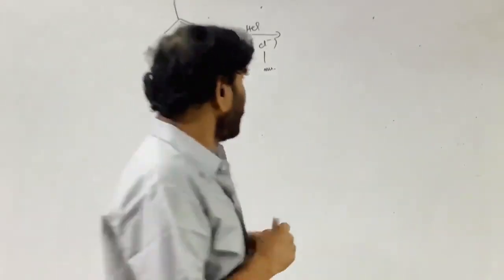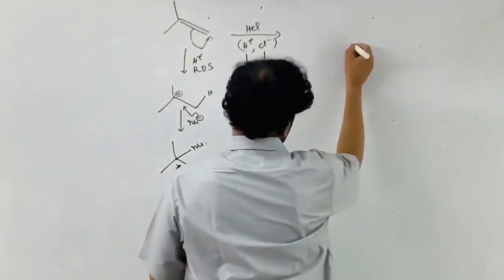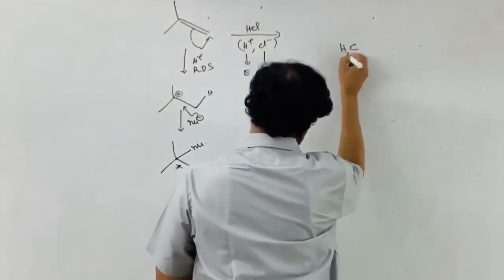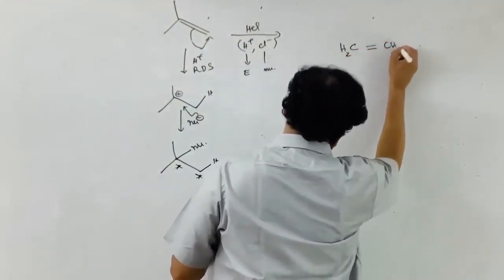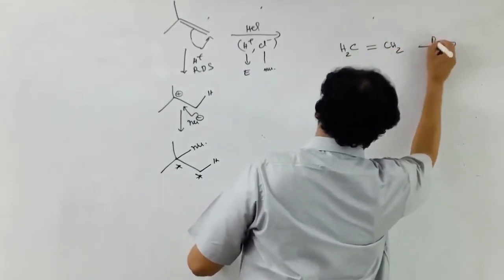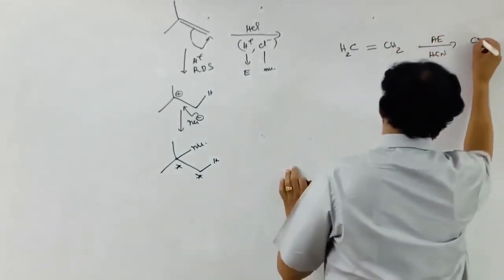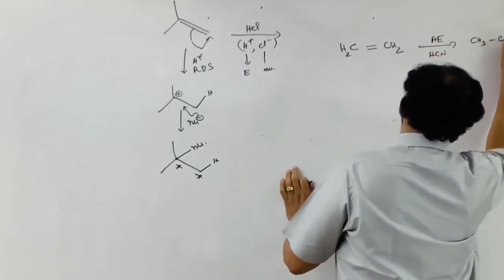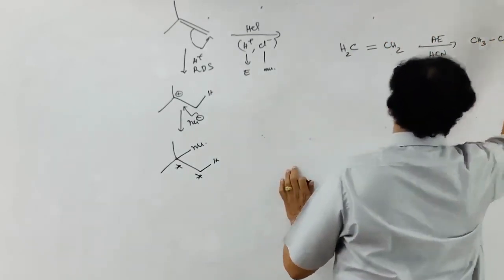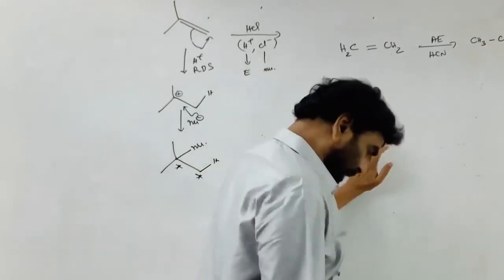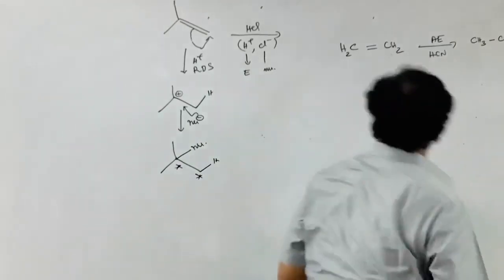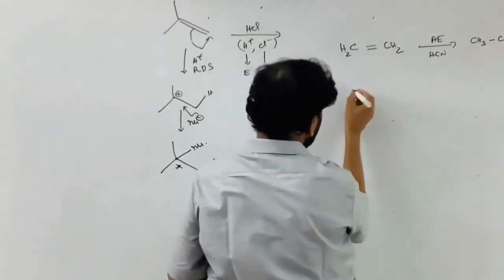So see, this is ethylene, it takes part in the electrophilic addition reactions, AE reactions. If you treat it with HCl, it gives CH3CH2Cl. Electrophilic addition reaction.